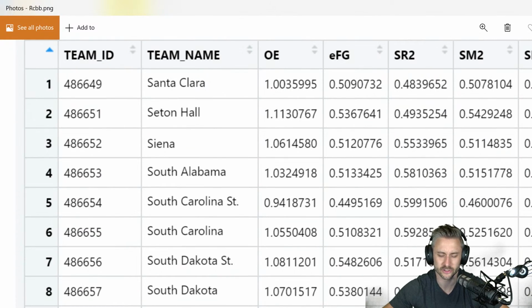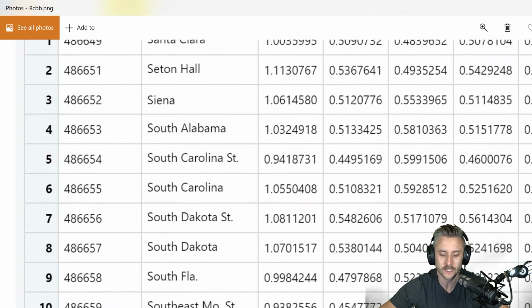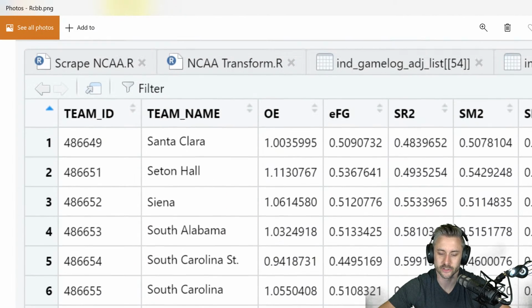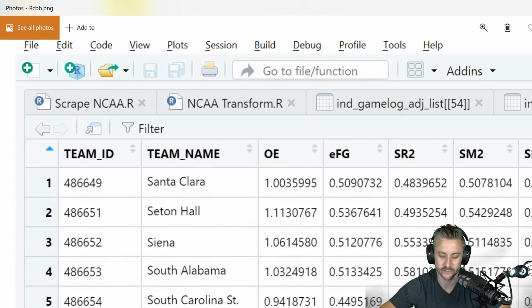Those are the team stats, but this is just a screenshot of the R script because I don't have the script loaded on this laptop. It's on my desktop computer where I do all the work on, but you kind of get the idea. So now I'm going to transition into the bulk of what this video is about.